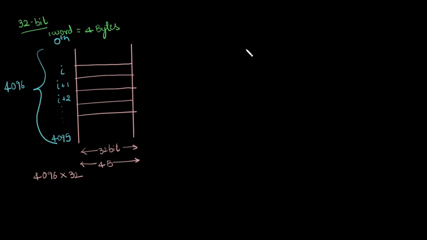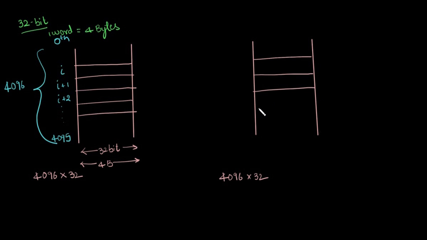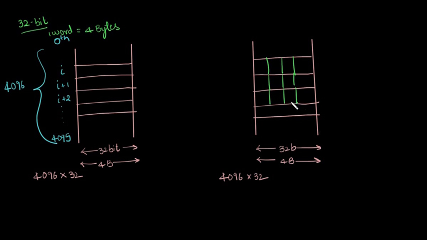Now let us have another memory which shows the bytes as well. This memory is also 4096 by 32. These are words in the memory, and this is 32 bits or 4 bytes, which means each word comprises 4 bytes: 1, 2, 3, and 4, in every word.